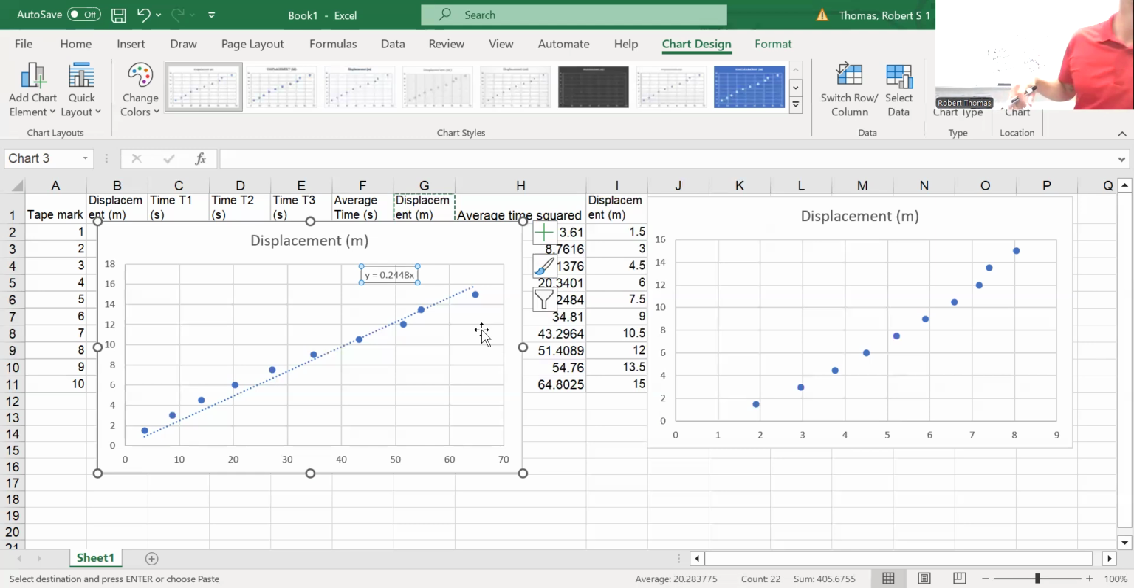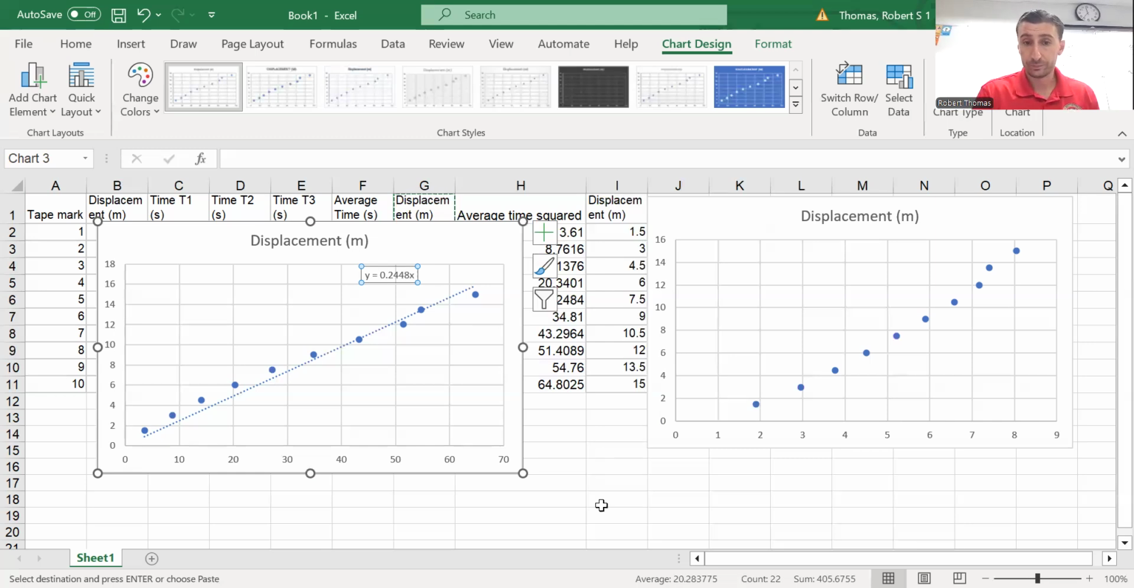Where's my calculator? 2 times 0.2448. I get 0.4896 meters per second squared. So that's how we get it graphically. Okay. Now, you're going to have to write that all up in your data analysis part. Okay. So again, you have this video for reference, which is good.